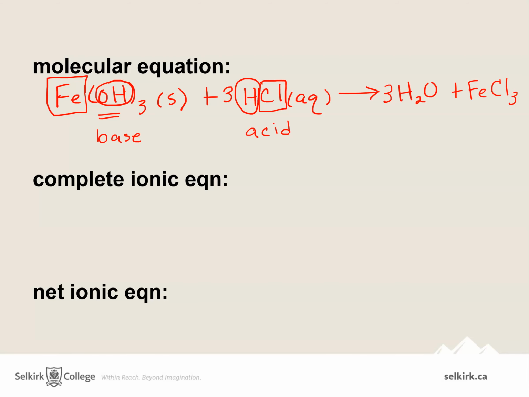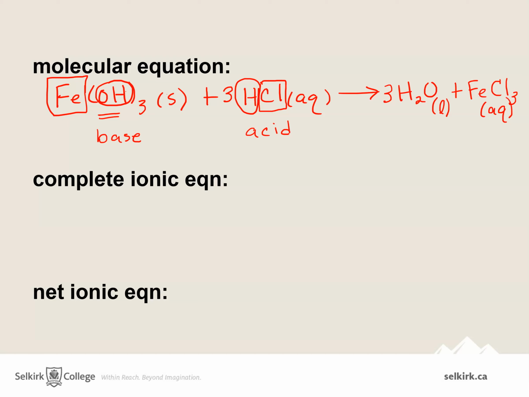Now I'm going to find the states. You know water, that's a liquid. And if I looked in my table of solubility rules, you would find that compounds with chloride ions are soluble. There are some exceptions, but iron 3 plus isn't one of them. So the state of that would be aqueous.